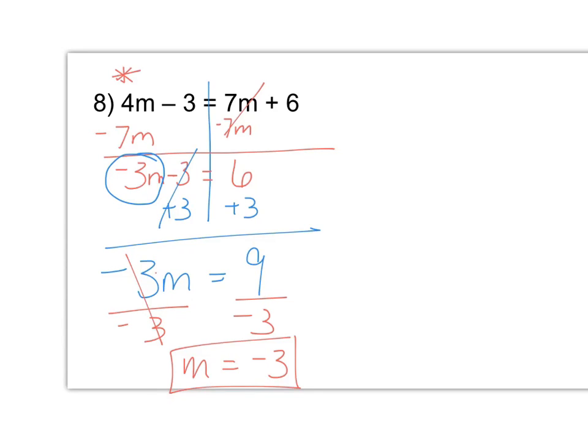Now you could have done this differently. You could have wanted to subtract 4m from both sides in the first step. You could have added 3 to both sides as your first step, or you could have subtracted 6 from both sides as your first step, and you would still get m is equal to negative 3.